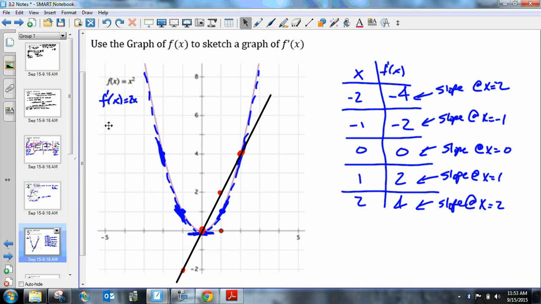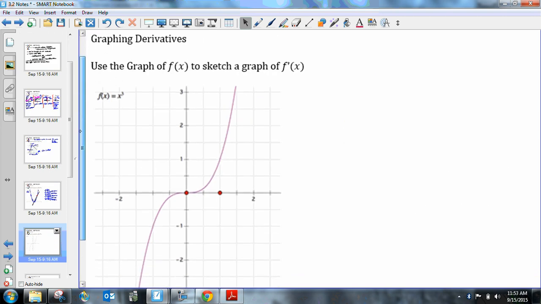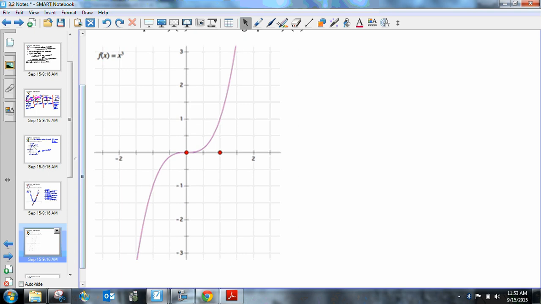Okay, so let's take a look at another one. Let's look at this graph, f of x is equal to x cubed, and do the exact same thing. What I want to show you is that my derivative, f prime of x, if I were to use the limit definition of a derivative, I would get 3x squared. I don't want to go through that because I don't have the time to. But let's look at all these different values here.